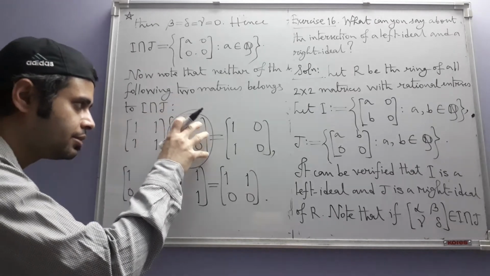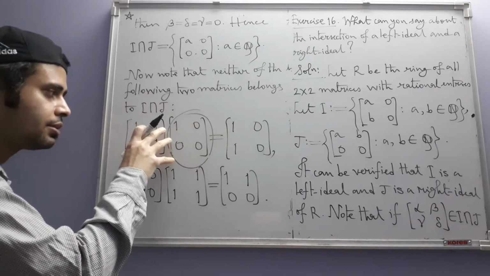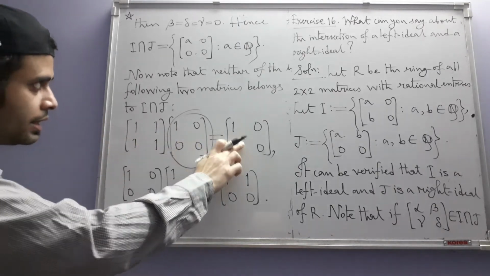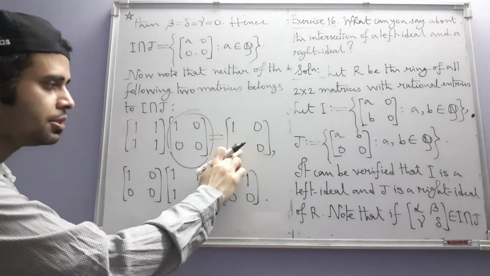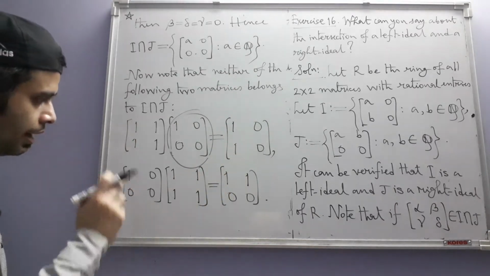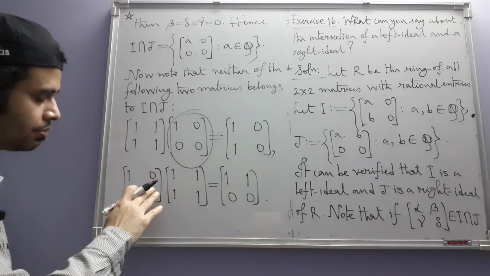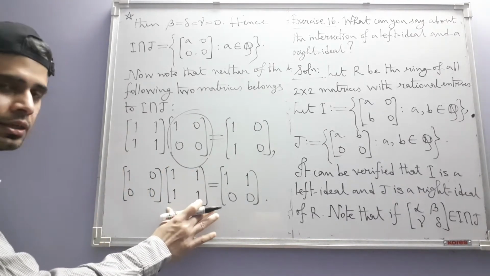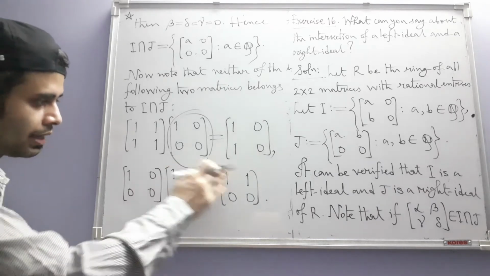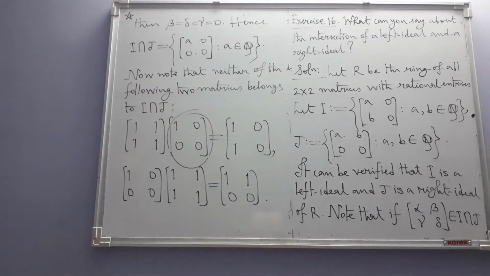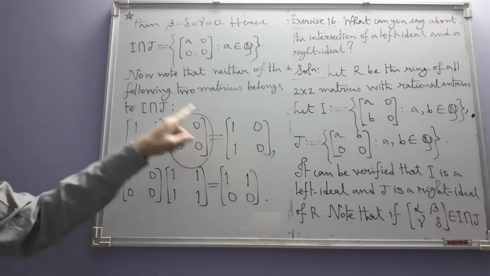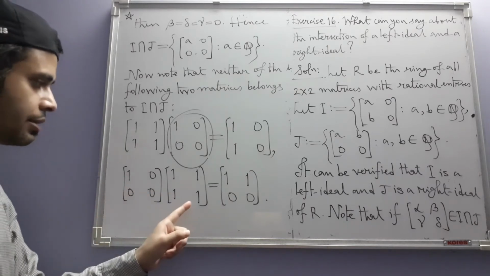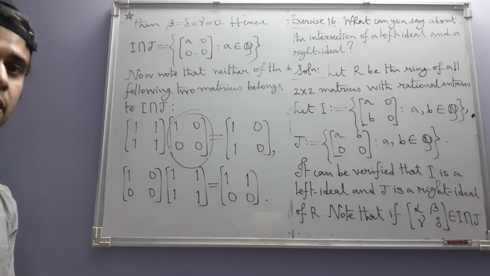If I multiply this element from the left hand side by an arbitrary ring element, the result is not in I intersection J because this is not 0. At the same time, if I multiply this element from the right by an arbitrary ring element, which is actually not arbitrary but nevertheless this is an element, that result is also not in I intersection J. This tells us that I intersection J is not a left ideal, and this tells us that I intersection J is not a right ideal.